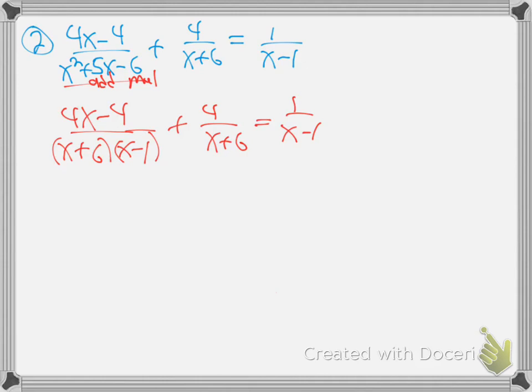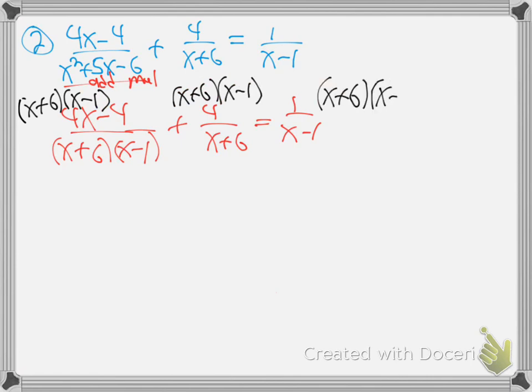Okay, so what's the common denominator here? It's x plus 6, x minus 1. What do you do about it? You multiply every term by it. X plus 6, x minus 1. And then the middle, x plus 6, x minus 1. And then the right side, x plus 6, x minus 1. And then you cancel whatever you can.